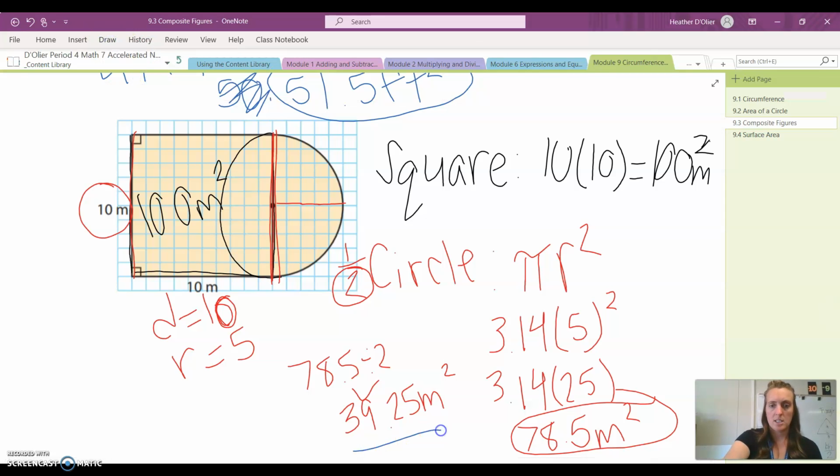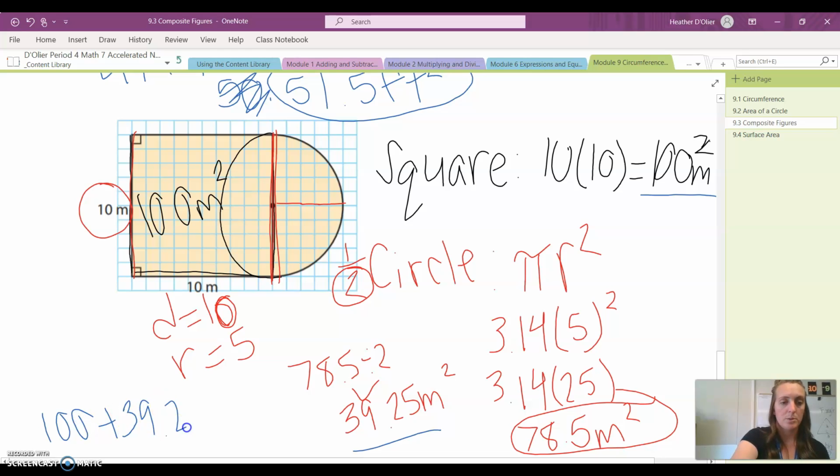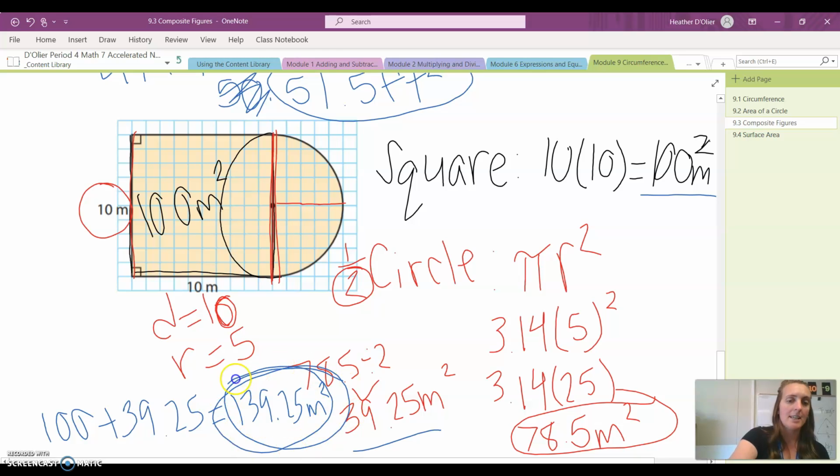So I've got that 39.25 and I've got that 100, and I'm going to combine them. 100 plus 39.25. Oh, I know that. That's 139.25. But if I had to type it in, I could type it in. That is my ending answer, the whole thing together.